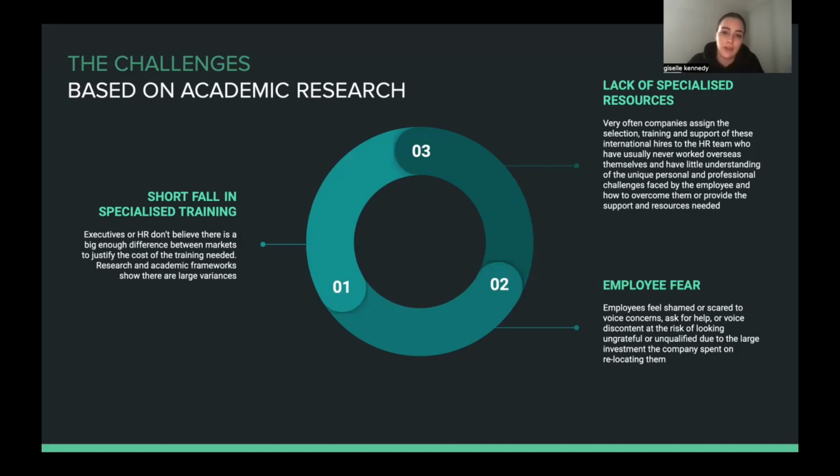Secondly, employee fear. The employees feel shamed or scared to voice their concerns, ask for help, or voice their discontent at the risk of looking ungrateful or unqualified due to the large investment the company has already spent on relocating them. And lastly, the lack of specialized resources. More often than not, companies assign the selection, training, and support of these international hires to the HR department, who have usually never even worked overseas themselves, and so they have little understanding of the unique personal and professional challenges that are faced by these employees.